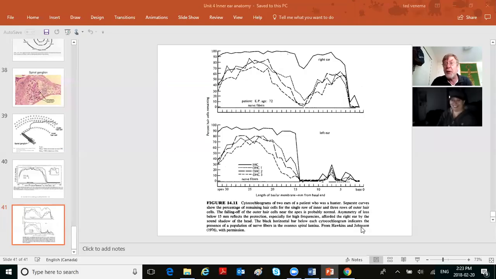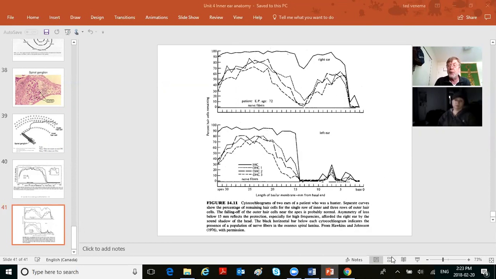So now you're looking at a right-handed hunter. When someone is shooting a long rifle, a right-handed person, the left ear will be closest to the sound. So this guy's right ear has a bit of death to the inner hair cells, but mostly to the outers. Whereas the left ear has no damage to any hair cells until you get to the high frequency region, and then they're all dead. So it's just showing you a picture that way.